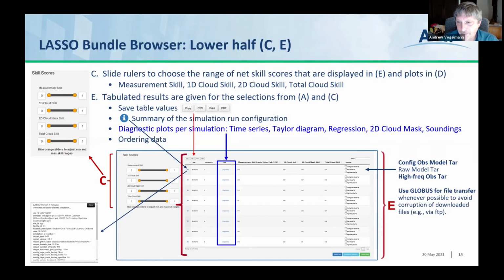Currently, we have three. We have the config obs model, which Bill described earlier. We have the model, raw model output, which are the big files. And then we have the high frequency obs. It's a strong recommendation that you use Globus for file transfer. If you use FTP, sometimes it's possible for the files to get corrupted in the download. And we found that if you go to Globus, it always fixes that.